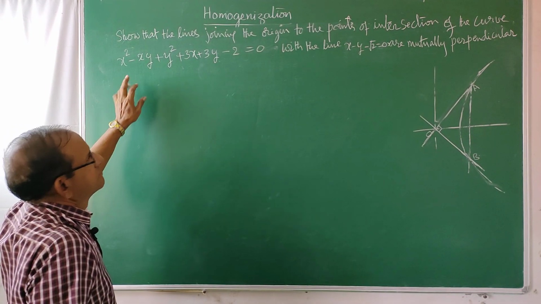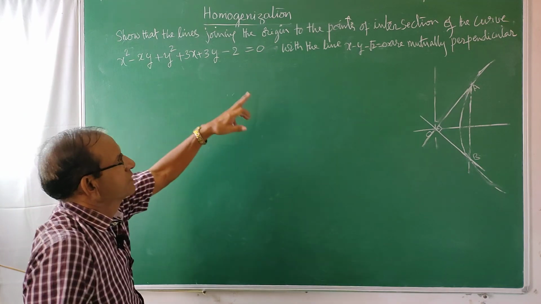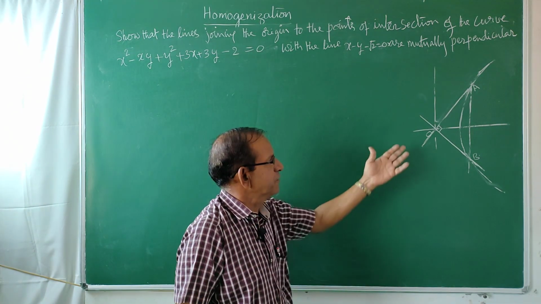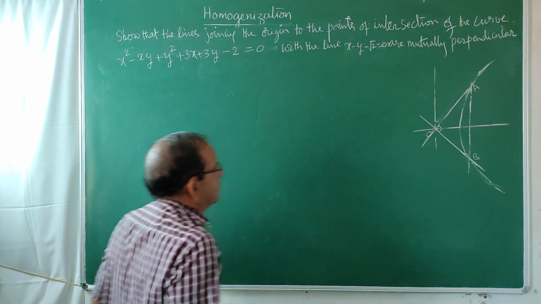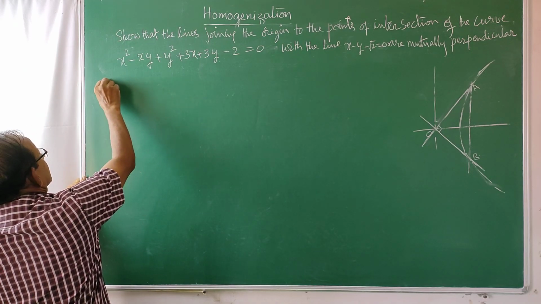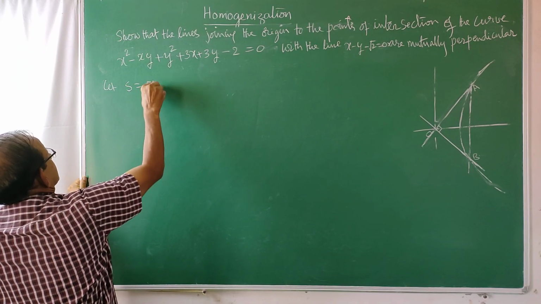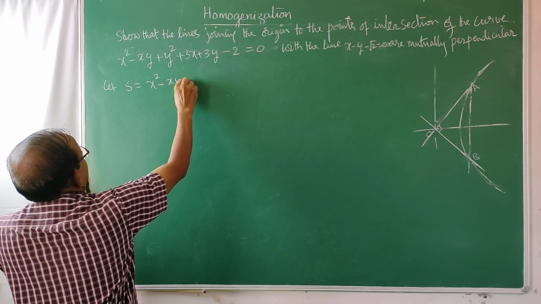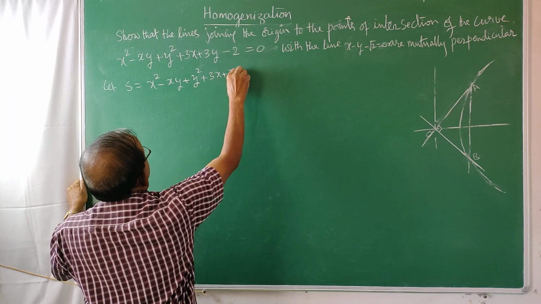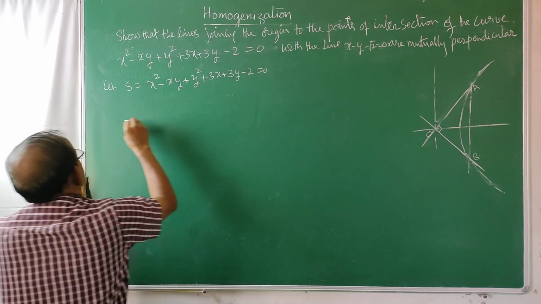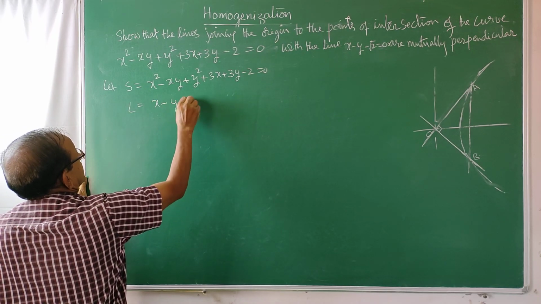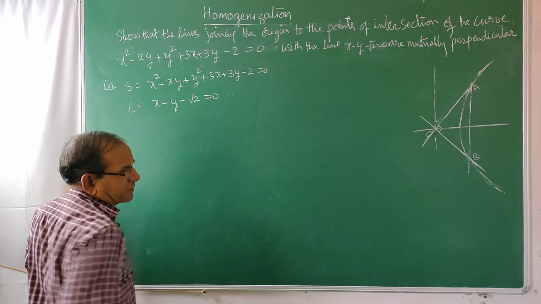Now see this question. This is a curve and this is a line. They are intersecting at 2 points A and B. We have to show that OA is perpendicular to OB. Now let us write the curve and the straight line. Let S is equal to the curve equation x square minus xy plus y square plus 3x plus 3y minus 2 is equal to 0, and take the given line as L is equal to 0, x minus y minus root 2 is equal to 0.